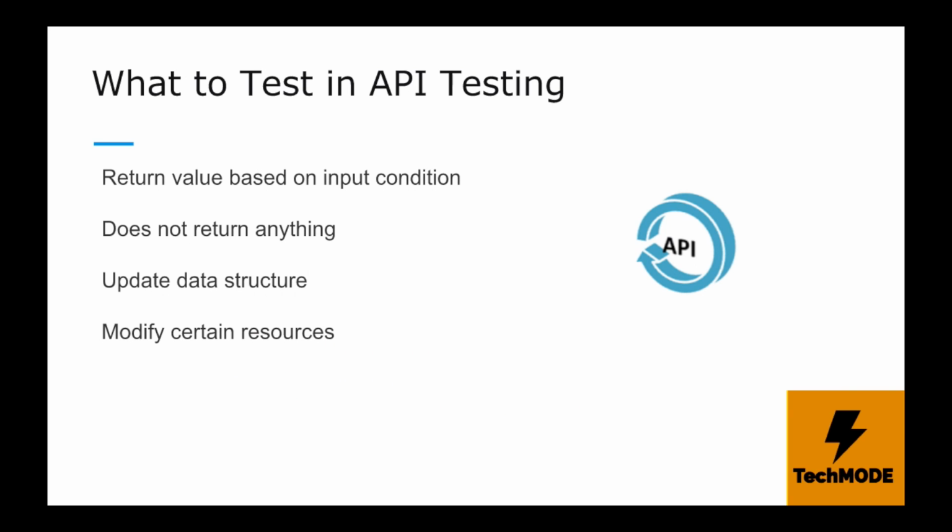So what to test in API testing? These are the four points that you have to test while doing API testing. You have to check the return value based on the input condition. Whatever input you are giving, for example, there's a particular API where you enter one and it returns you two. So what exactly it's doing in the backend is that it's just summing them, right? 1 + 1 is equal to 2. So we are just checking the return value based on the input conditions, and we check if it does not return anything, and we check the update data structure.